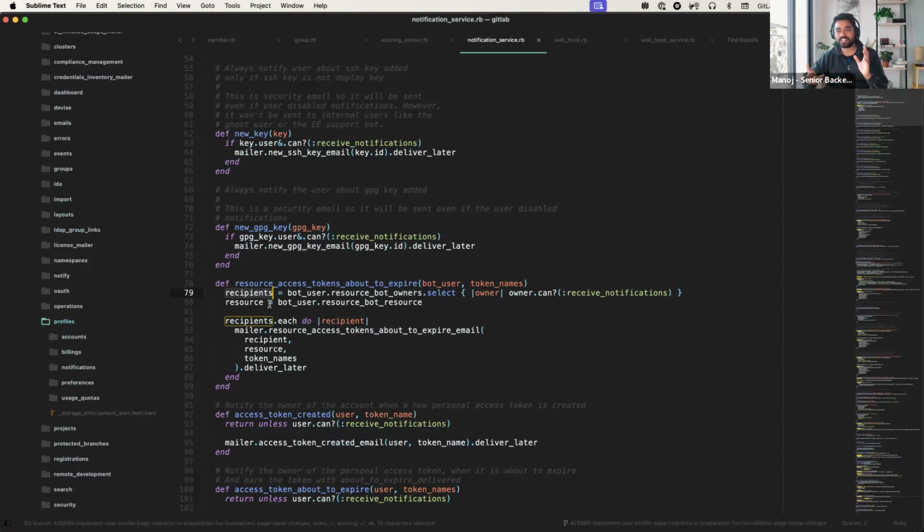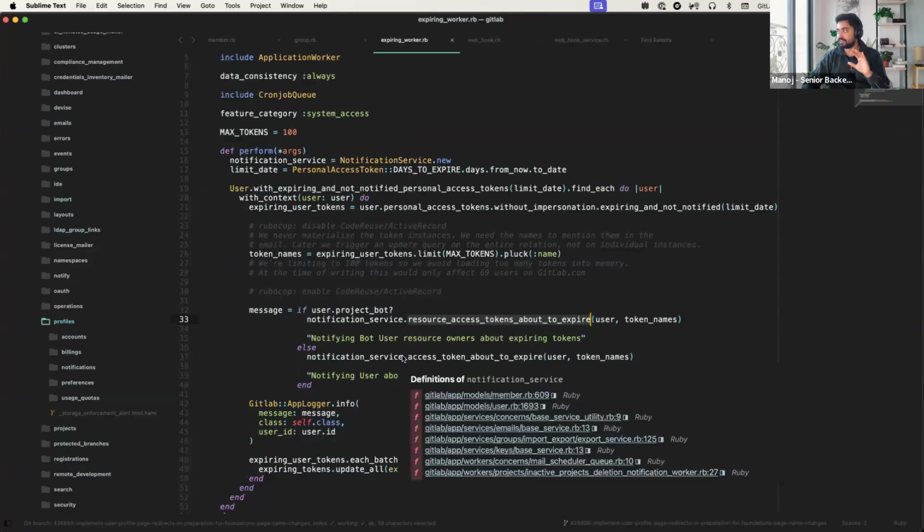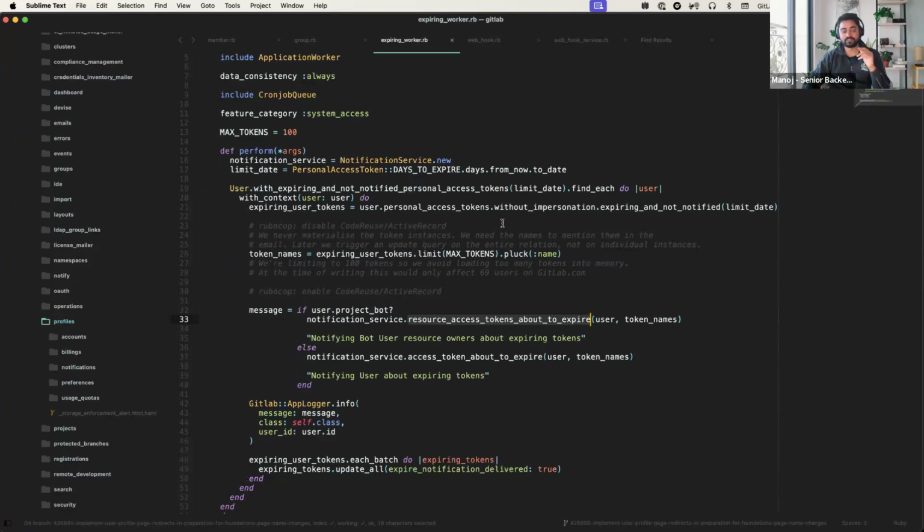So internally, we are figuring out who is the owner of this project or group, and then we are sending emails to them. We follow the same rule, but it's not an email, so it will not go to the owner, but it will go to the predefined webhook on the group level or the project level.